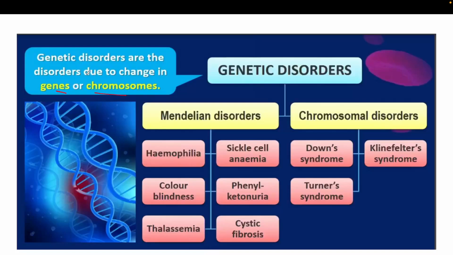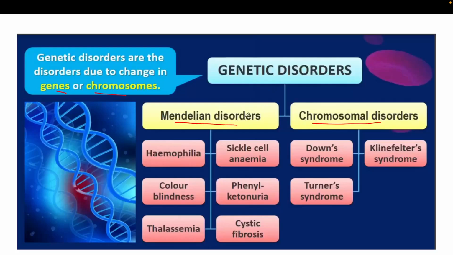Suppose some changes occur at our gene level or at the chromosomal level, due to that certain symptoms will occur, so that is called a genetic disorder. This genetic disorder is mainly categorized into two classes. The first one is the Mendelian disorder, and the other one is the chromosomal disorder.